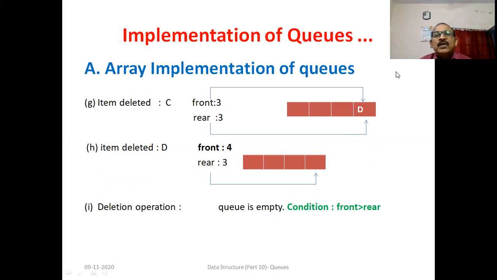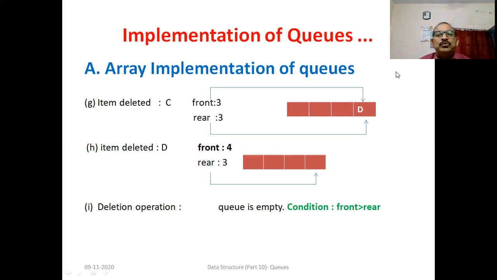Okay. Now again we want to delete an item. The item deleted in this case is D. Why D? Because front is pointing to the element D, and we know that the deletion operation is performed at the front end. Now after the deletion of D, the front becomes 4 and rear is 3. The value of front is 4 and rear is 3.